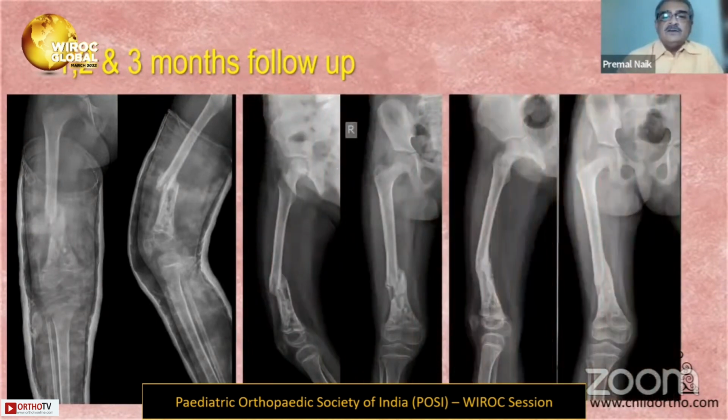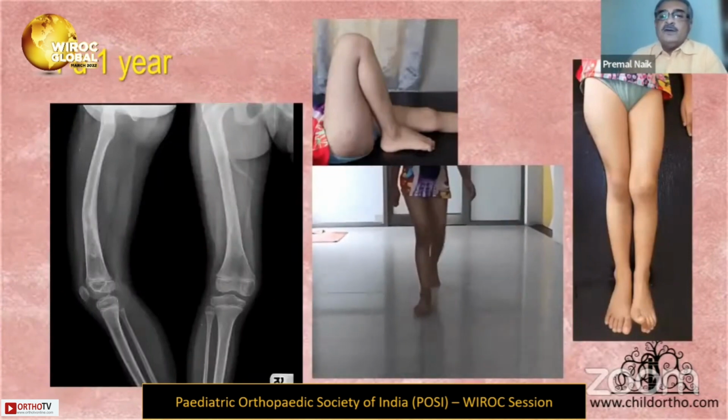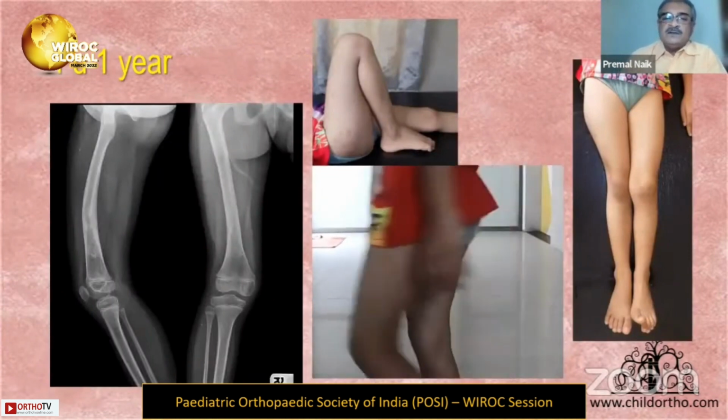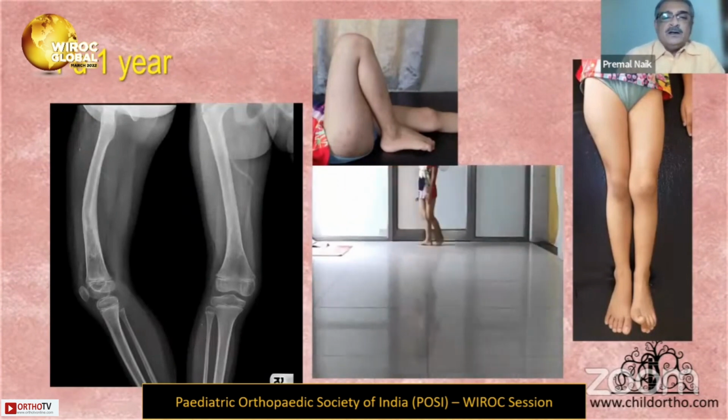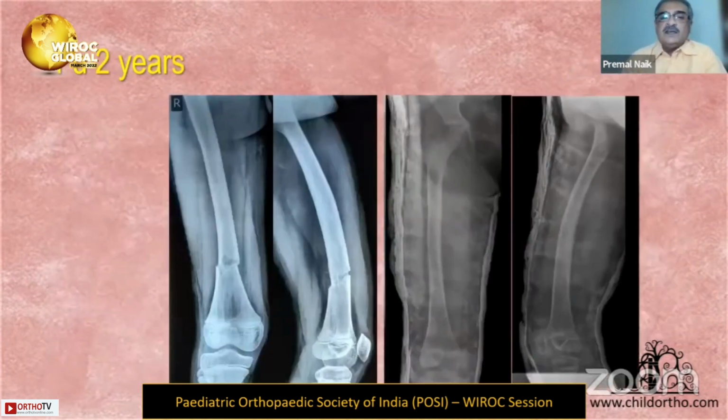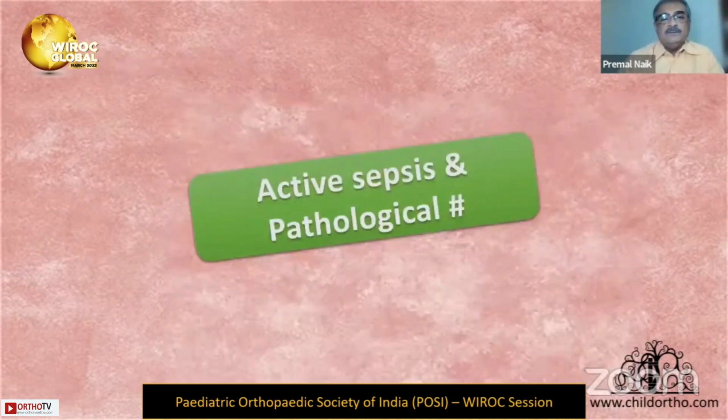This is a serial first 1, 2, and 3 months follow-up. And this is a 1-year follow-up of this child with no limb discrepancy. But she had some mild deformity and I advised them to remain under follow-up. And 2 years down the line, she came with a fracture. This time there was no pathological fracture. At this point of time, I thought that it may be good to stabilize with an intramedullary rod. But unfortunately, the parents did not want any surgery and she was immobilized in plaster again.